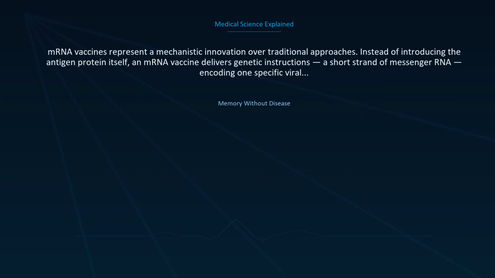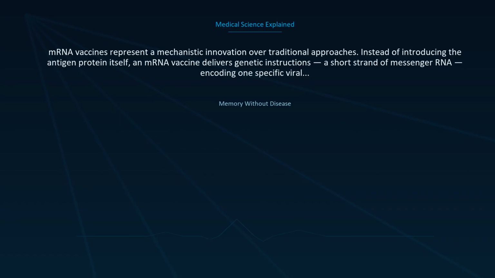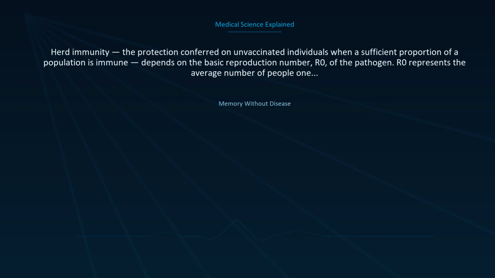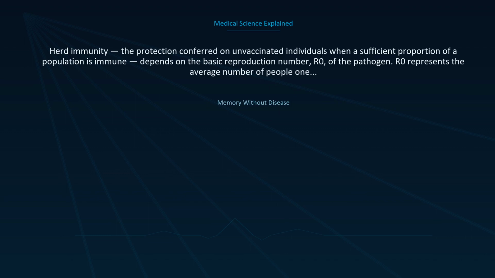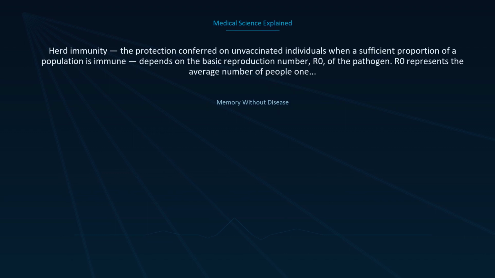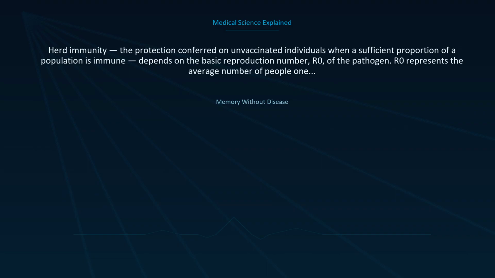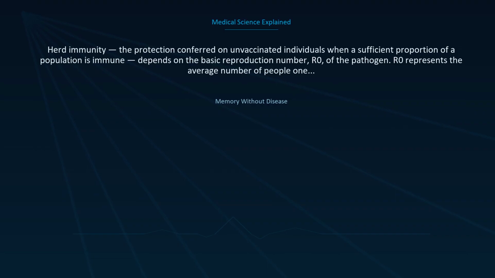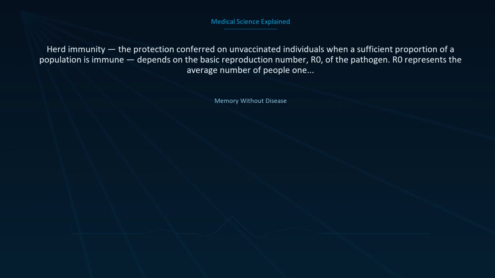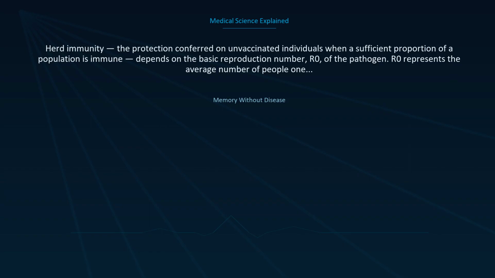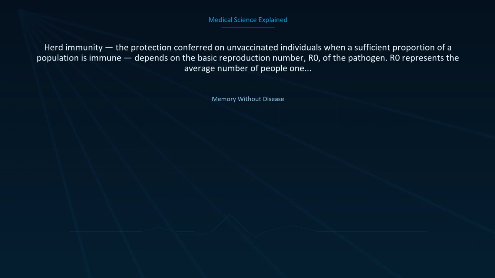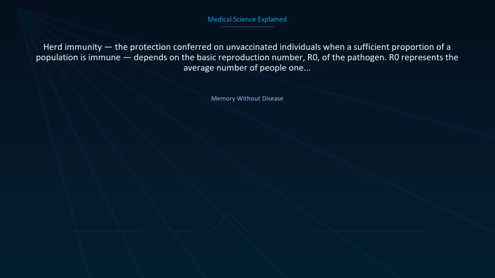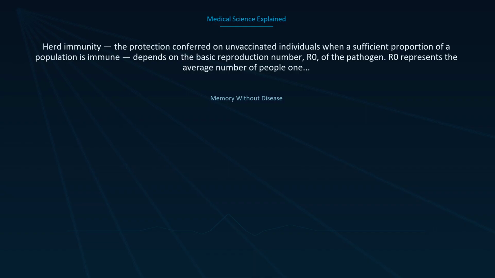Herd immunity, the protection conferred on unvaccinated individuals when a sufficient proportion of a population is immune, depends on the basic reproduction number, R0, of the pathogen. R0 represents the average number of people one infectious person infects in a completely susceptible population. The herd immunity threshold is approximately 1-1/R0. For measles, with an R0 of 12 to 18, herd immunity requires roughly 92 to 95% of the population to be immune. For polio, with a lower R0, the threshold is around 80 to 85%.